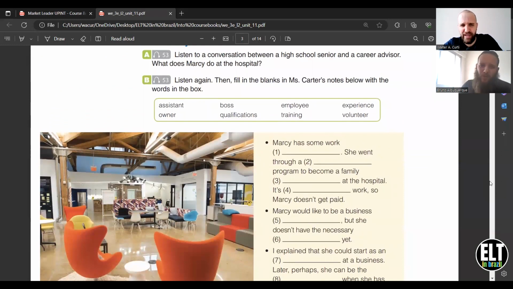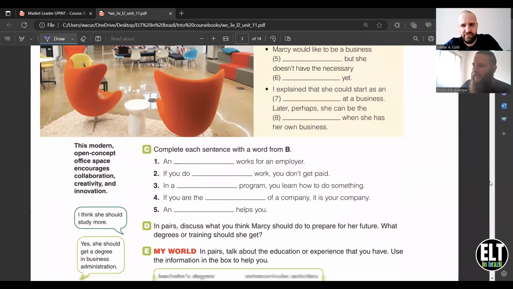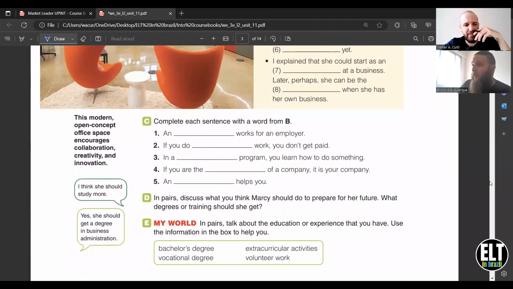Yeah, this one is Careers. This is Unit 11. It's called Careers, so not for teenagers, right? Yeah, not really.